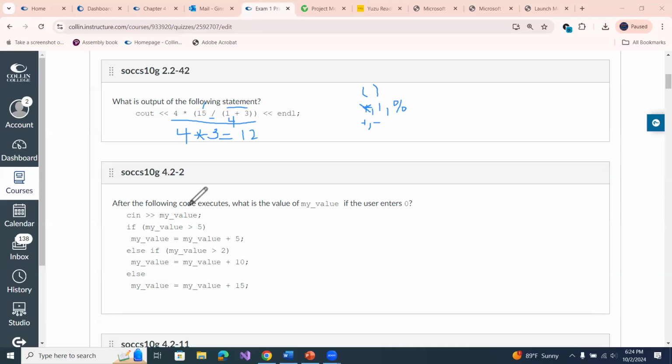Okay, so after the following code executes, what is the value of myValue if the user enters a 0? So the user enters 0 here. It says, is 0 greater than 5? That would be false. So then it goes to this next else if. Is 0 greater than 2? No. So it's going to do this statement here. So it takes 0, adds 15 to it, and this becomes 15 here.